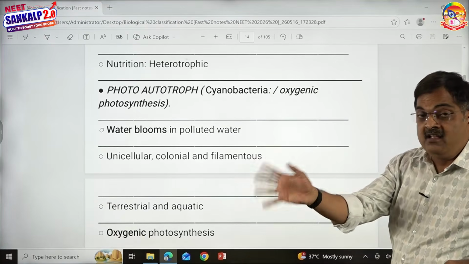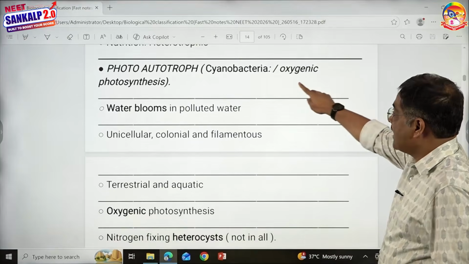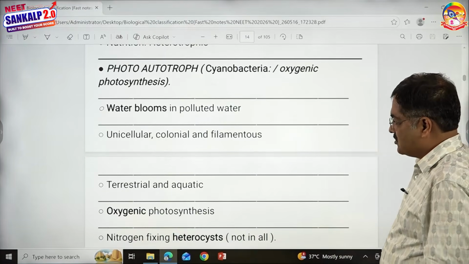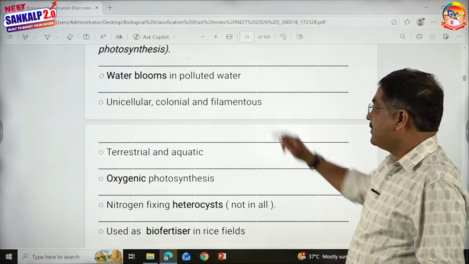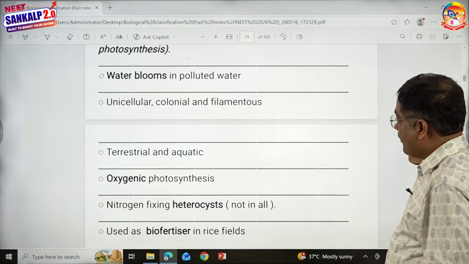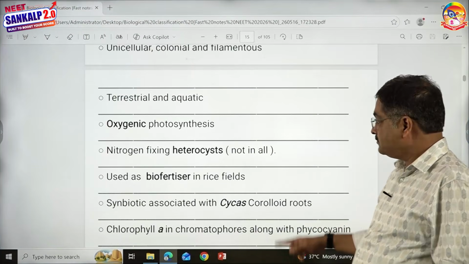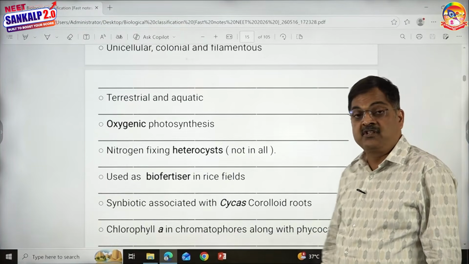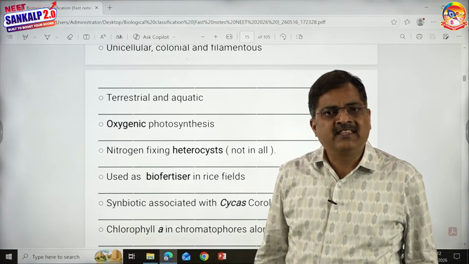Now eubacteria. Within eubacteria, we discuss photoautotrophs. The first one is cyanobacteria because they show oxygenic photosynthesis. Water blooms in polluted water. Very popular question. Unicellular, colonial or filamentous. Terrestrial and aquatic. Oxygenic photosynthesis, it shows. This point is important. Nitrogen fixing heterocysts. They're thick-walled cells, children. Why are they thick-walled?